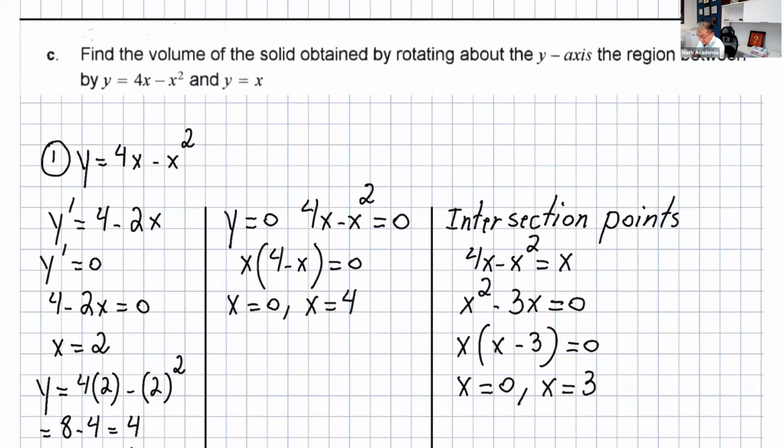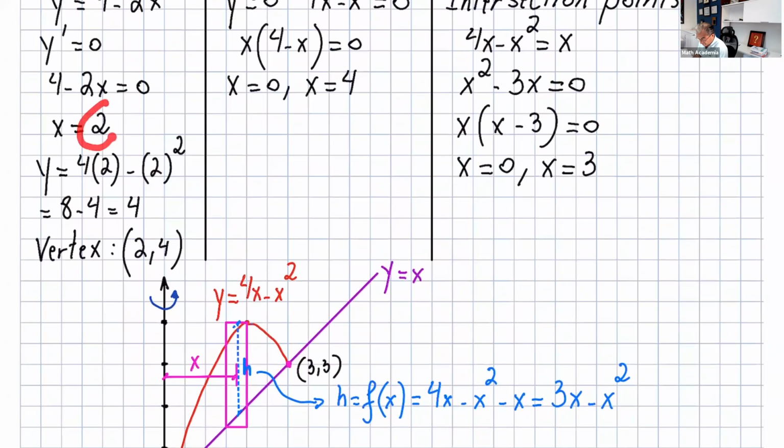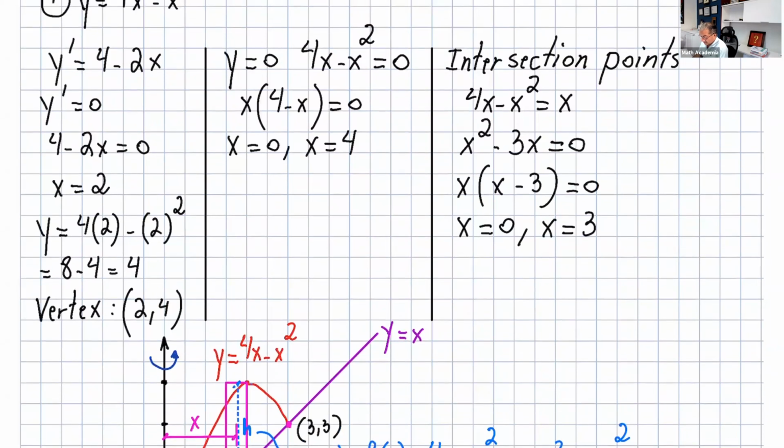Let's do this example. Find the volume of a solid obtained by rotating about the y-axis again, the region between these two functions. Now the first step, this is a simple parabola. You can graph that. If you want to use calculus, find the derivative, put it equal to 0. That's going to give you the x value of the vertex. You can substitute back and get the y value of the vertex. So the coordinates of the vertex are 2 and 4. You can find the intercepts, factor out x and put equal to 0, so it's 0 and 4.